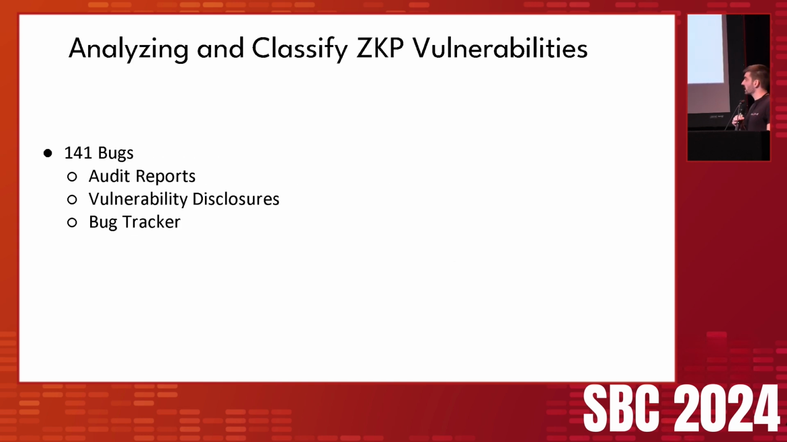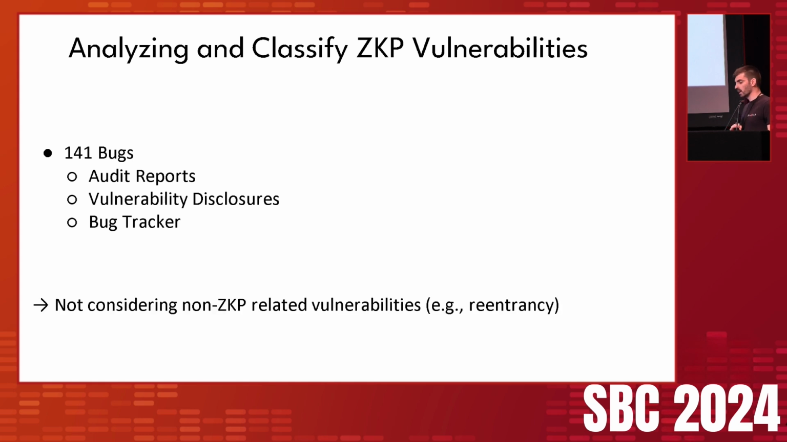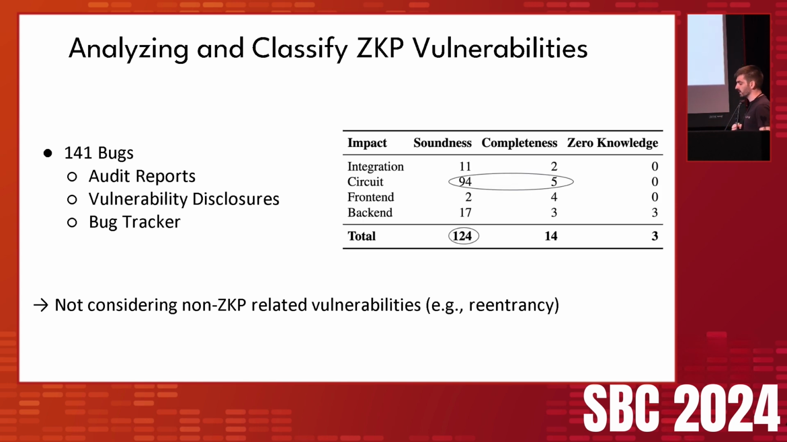So in our study, we selected 141 bugs, mainly from audit reports, vulnerability disclosures, and bug trackers. We only considered critical security vulnerabilities, and we did not consider any non-ZKP related vulnerabilities, such as reentrancy bugs in smart contracts. And here are our high-level results.